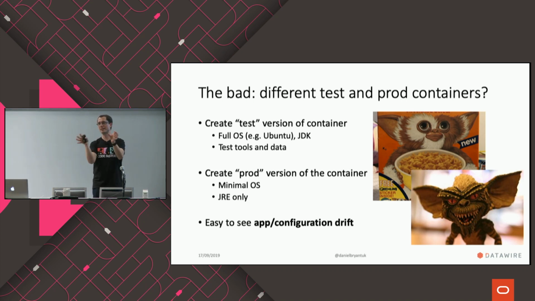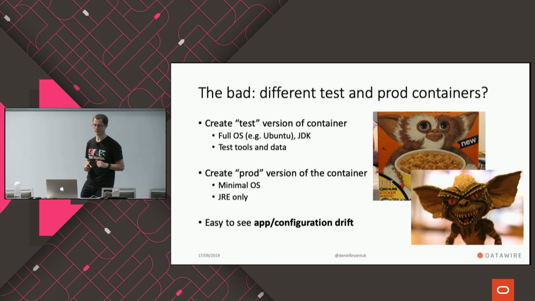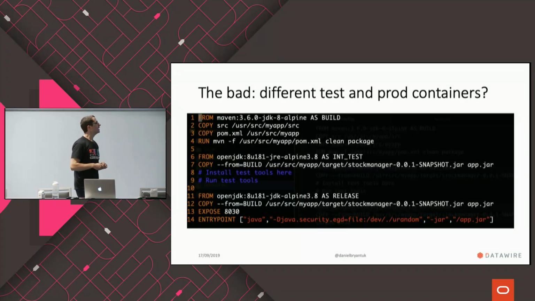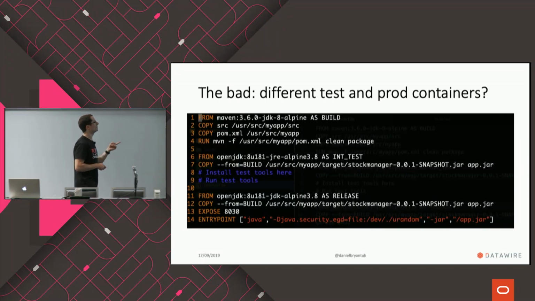With Docker, you can bind them. There's various ways you can do it. I strongly advise against doing the test and the prod as different containers. Just think of the gremlins. If you feed the test container too much, you will get a gremlin. Yeah, there's a whole bunch of clever patterns you can do with the multi-stage build.